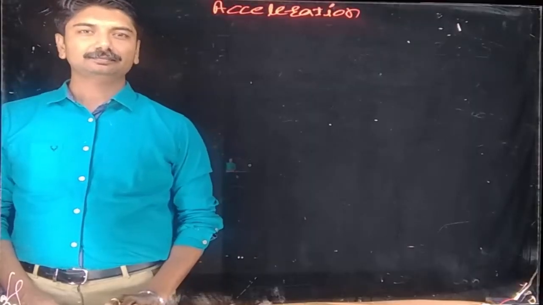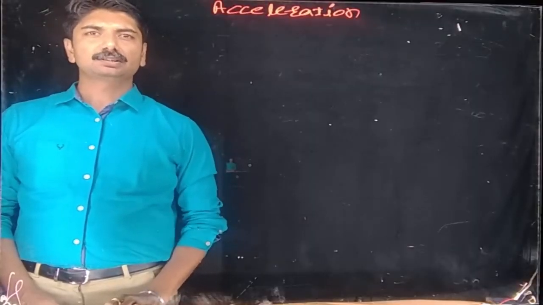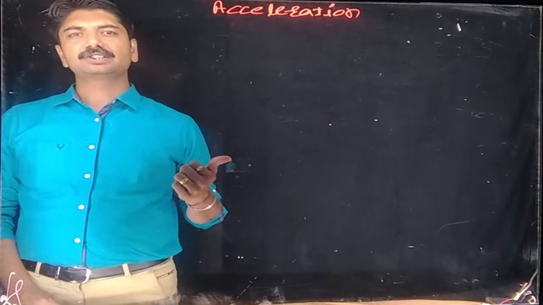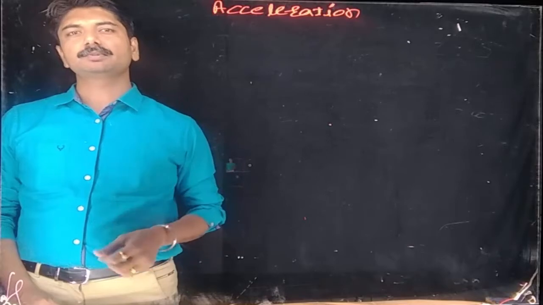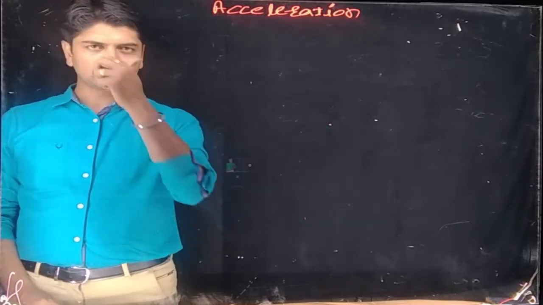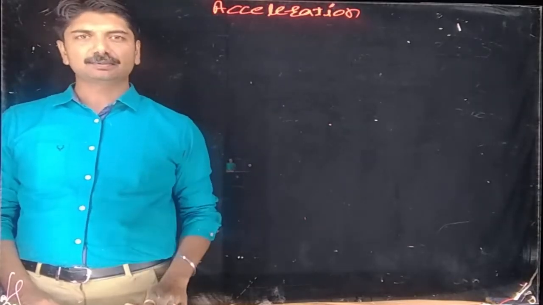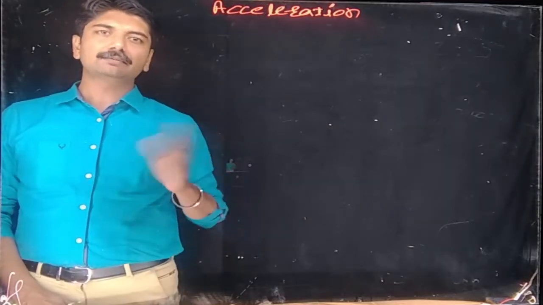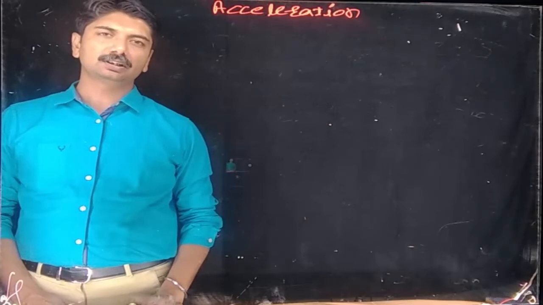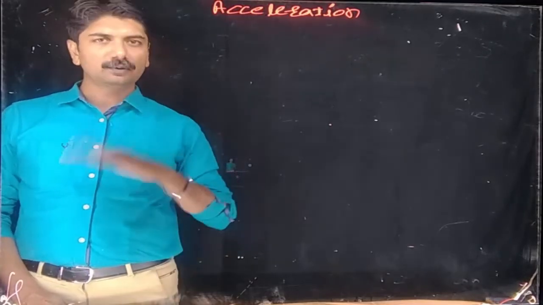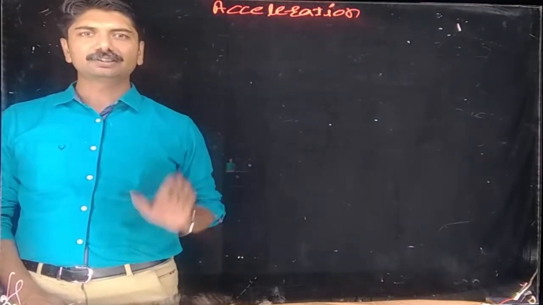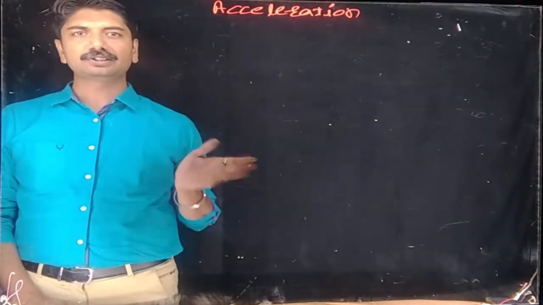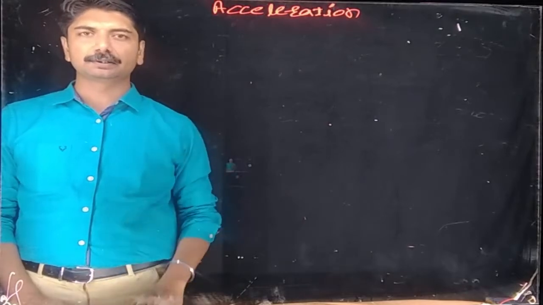Hello guys. For the last few lectures, we started talking about motion and rest. In the first lecture, we talked about what is meant by rest and what is meant by motion. In the second lecture, we talked about distance and displacement. In the third lecture, we started talking about velocity. In that, we divided velocity into two different types. First was average velocity and second was instantaneous velocity.